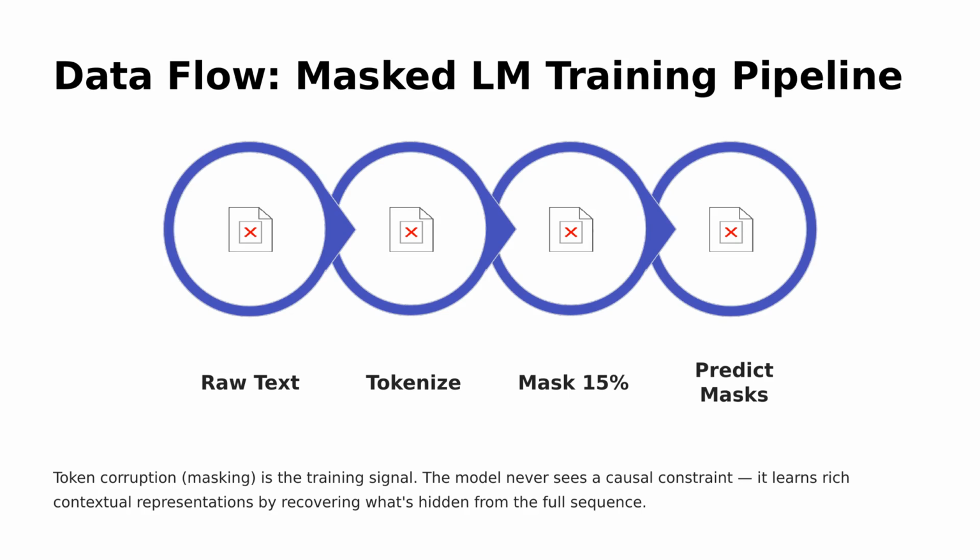Here's the masked language modeling training pipeline. We start with raw text, tokenize it, and then randomly mask about 15% of the tokens. The model's job is to predict those hidden tokens from the surrounding context. That masking step creates the training signal. Because there's no causal left-to-right constraint, the model can use the full sequence, which helps it learn rich contextual representations rather than just next-word prediction.